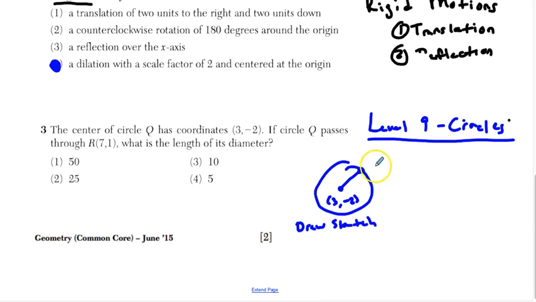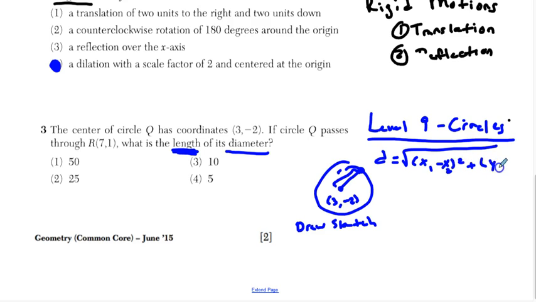Now that we've got our sketch, what's the next thing? We want to find the length and diameter. Well, what we know is this. If we find this length right here, that would give us the radius. And we can find that length when we have 2 points by using the distance formula. Remember, length is the key word here, and 2 points, we use the distance formula. So the distance formula is the square root of (x1 minus x2) squared plus (y1 minus y2) squared.